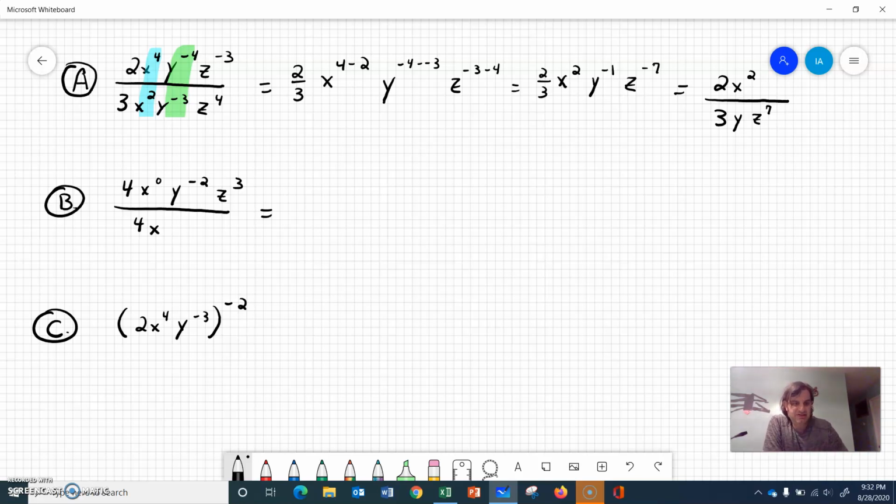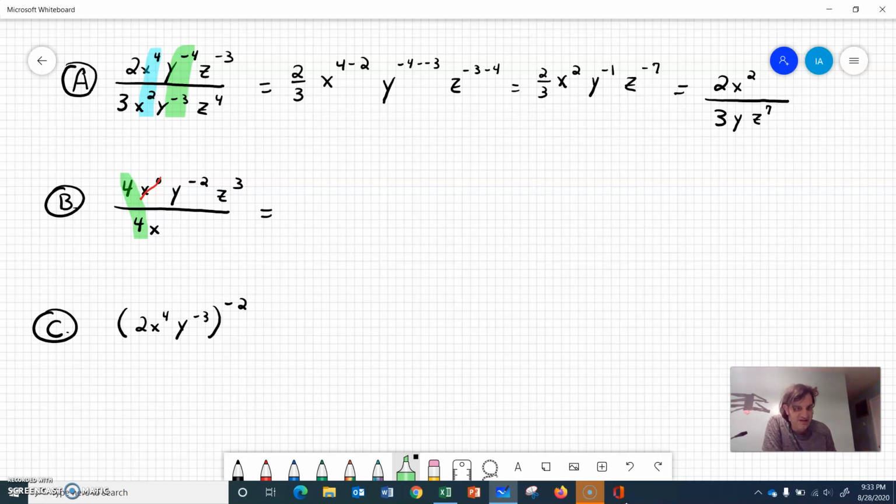Okay. B, this problem is 4 times, this is the numerator, 4 times x to the 0, which right away, let's just go ahead and fix that. X to the 0 is just 1, so let's just mark it out. Okay, it doesn't need to be there. Then we'll have 4 times y to the negative 2 times z cubed, and that'll all be over 4x. Well, 4 over 4 is just 1, so that will reduce out, so we don't even have to worry about it.